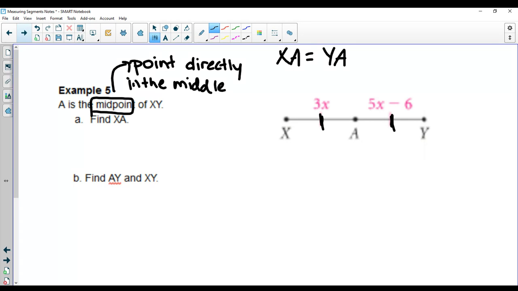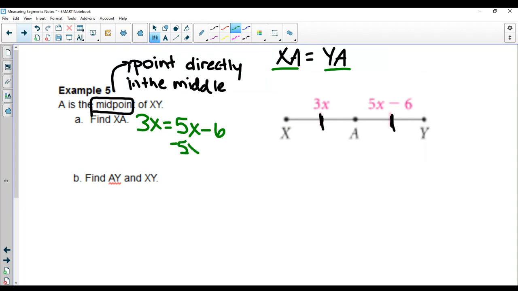Now, question is, find XA. Well, what is XA? They tell us it's 3x, right? Well, right off the bat, just thinking about it, I don't know what XA would be, though, because there's a variable there, it could be whatever. But if you remember, XA equals YA. Whatever this length is, that has to be the same thing. What I'm going to do is set both of those expressions equal to each other because they have to be the same. Okay? I'm going to solve this.